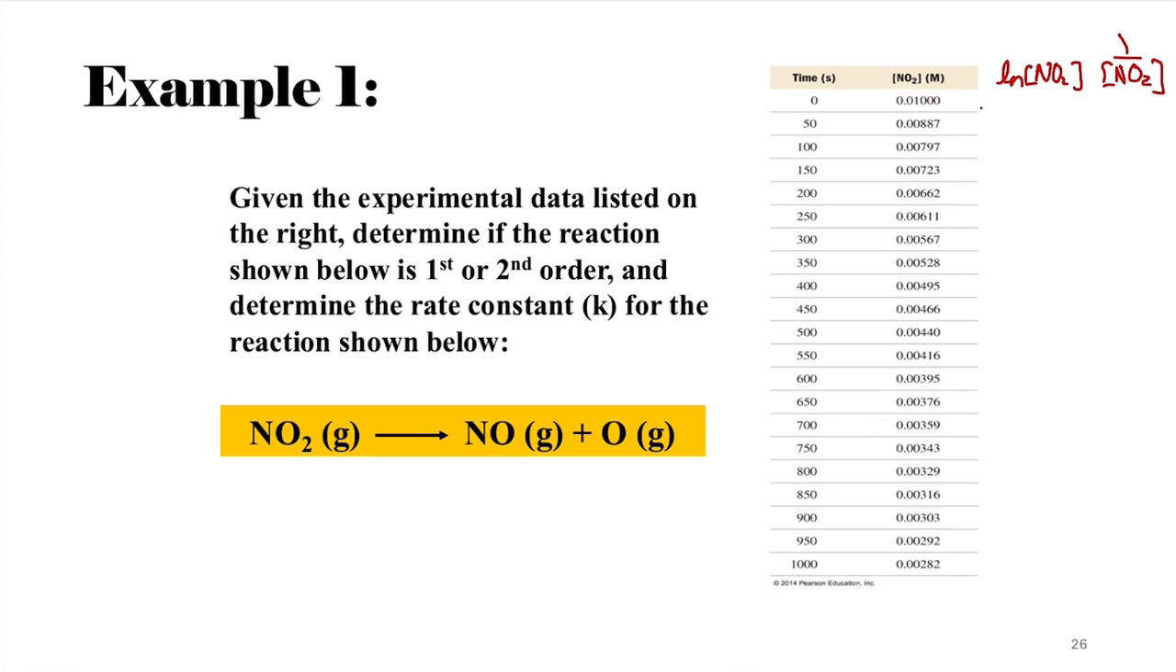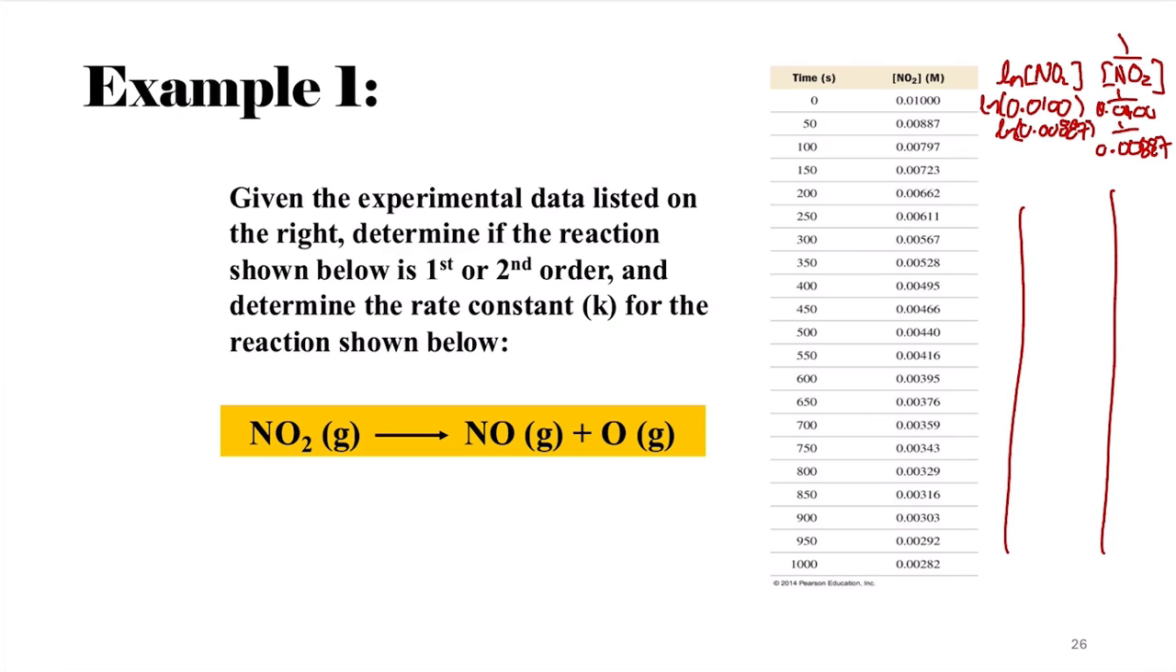So this one right here would be ln 0.0100. This is ln 0.0087. This is 1 over 0.0100. This is 1 over, sorry, I know it's really messy, 0.0887. Right, and then you just continue that all the way down for each of these columns.